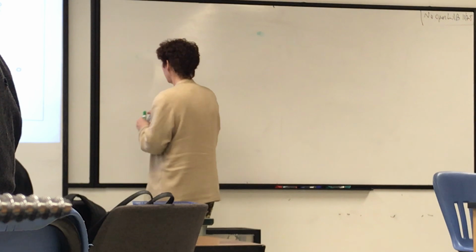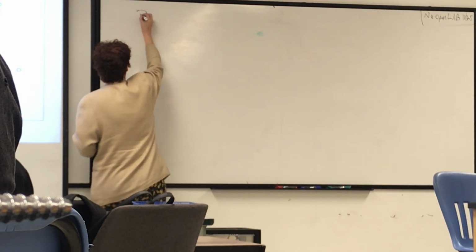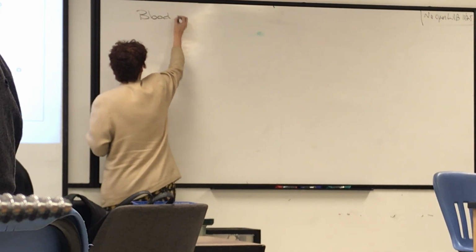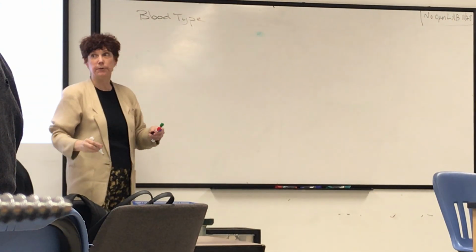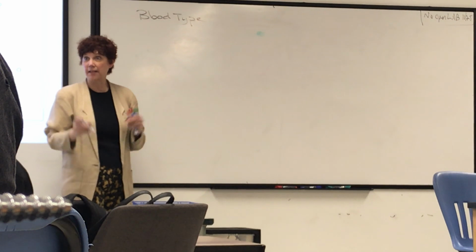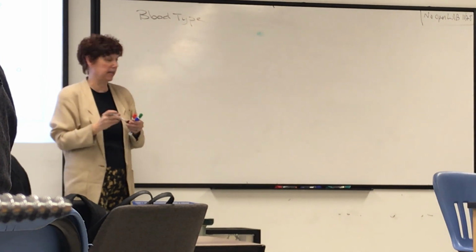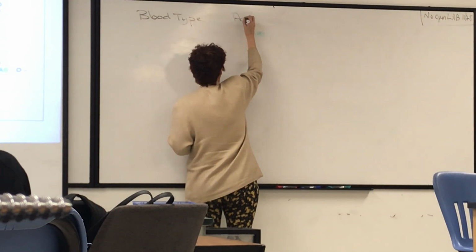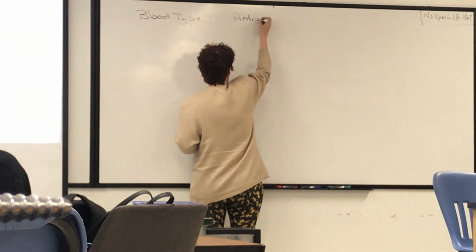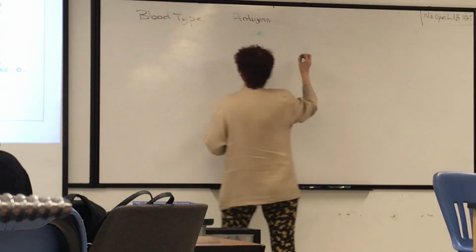All right, so blood type is going to be identical to the antigens that are on the red blood cell. That's how we determine blood type, all right? So then we'll put antigens and antibodies.